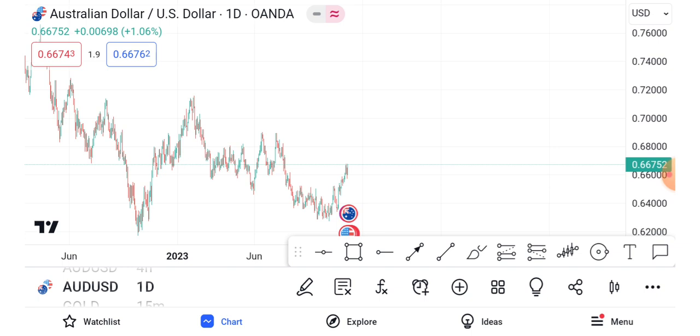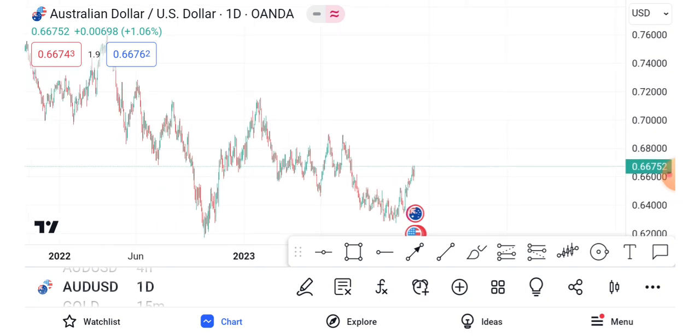Okay, today we'll be looking at the Australian dollar versus the United States dollar. This is one of my favorite pairs. Now let's get down to business.